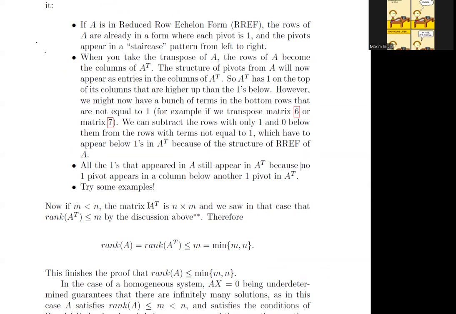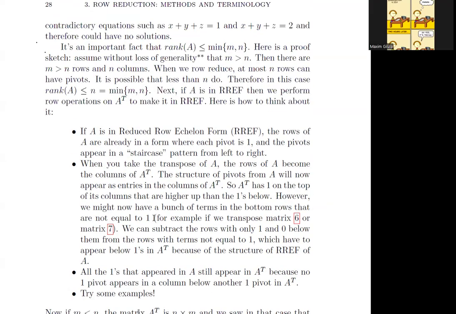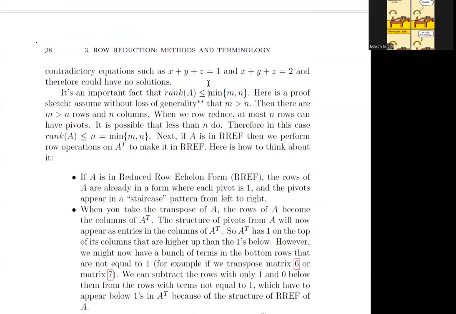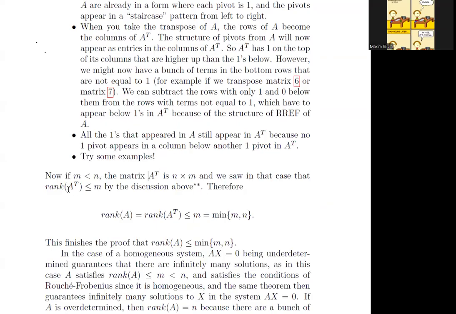So if m is less than n, A transpose is n by m. And we saw in that case that the rank of A transpose is less than or equal to the number of variables in the system, if we consider this as a new system. Right, so here we had rank A is less than or equal to n, where n was the number of columns. Now the number of columns is m, and so this is guaranteed. Therefore, the rank of A is equal to the rank of A transpose because they have the same number of pivots by the discussion above. And that's less than or equal to the number of columns of A transpose, which is the minimum of m and n by assumption.